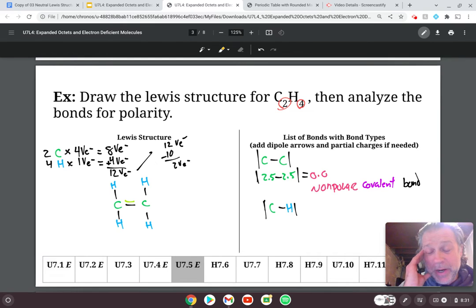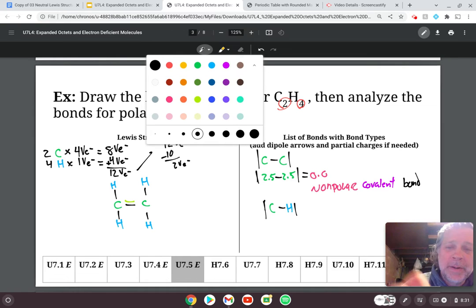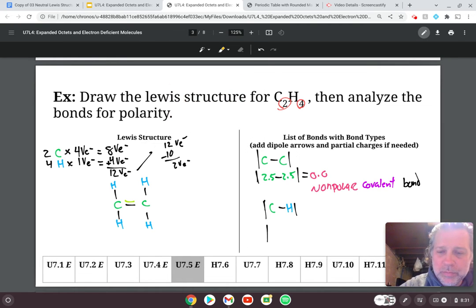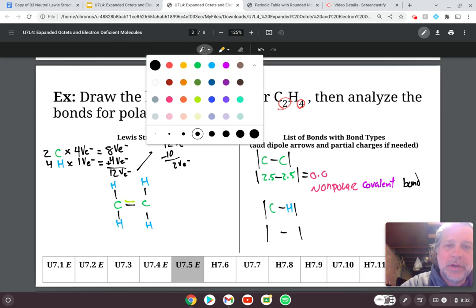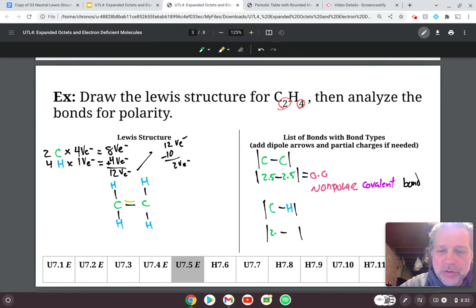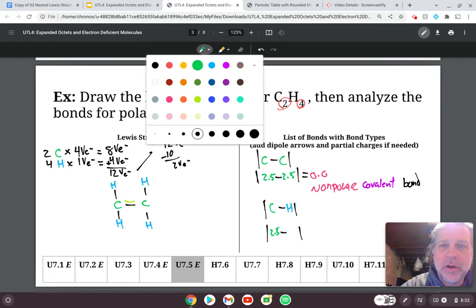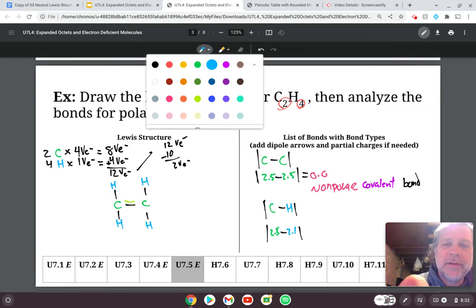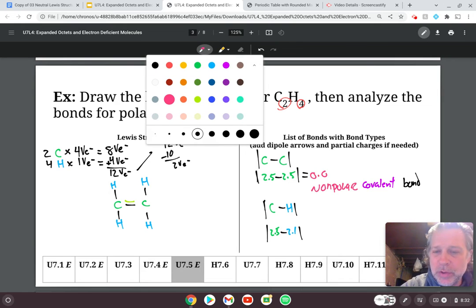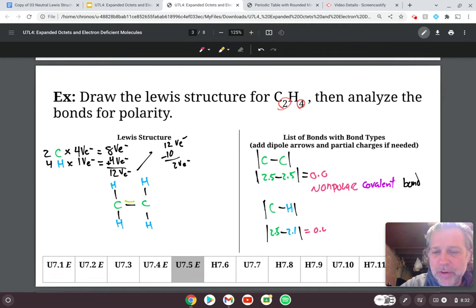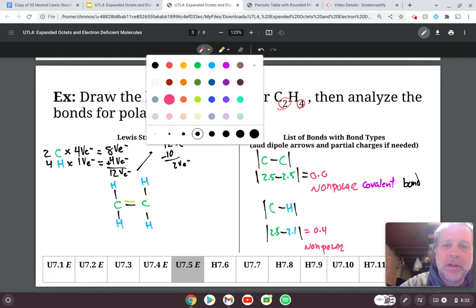And so that's my carbon-carbon. And my carbon-hydrogen, as we might remember, carbon was 2.5 and hydrogen, I should go check. Oh, yep, it was 2.1. So 2.5 minus 2.1 still equals 0.4. So that is a non-polar covalent bond as well.